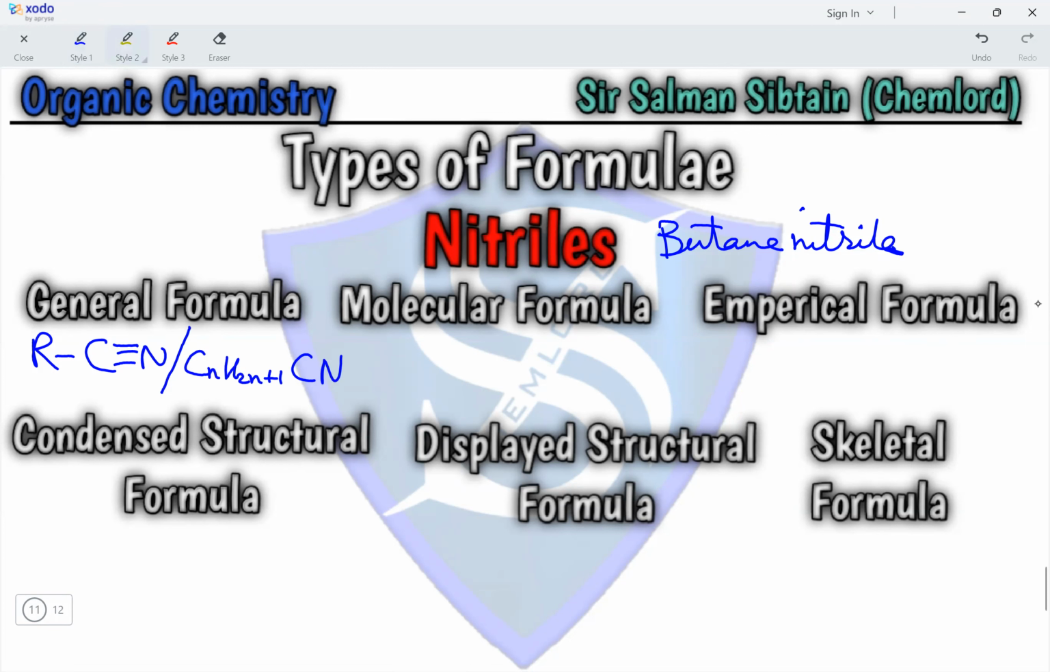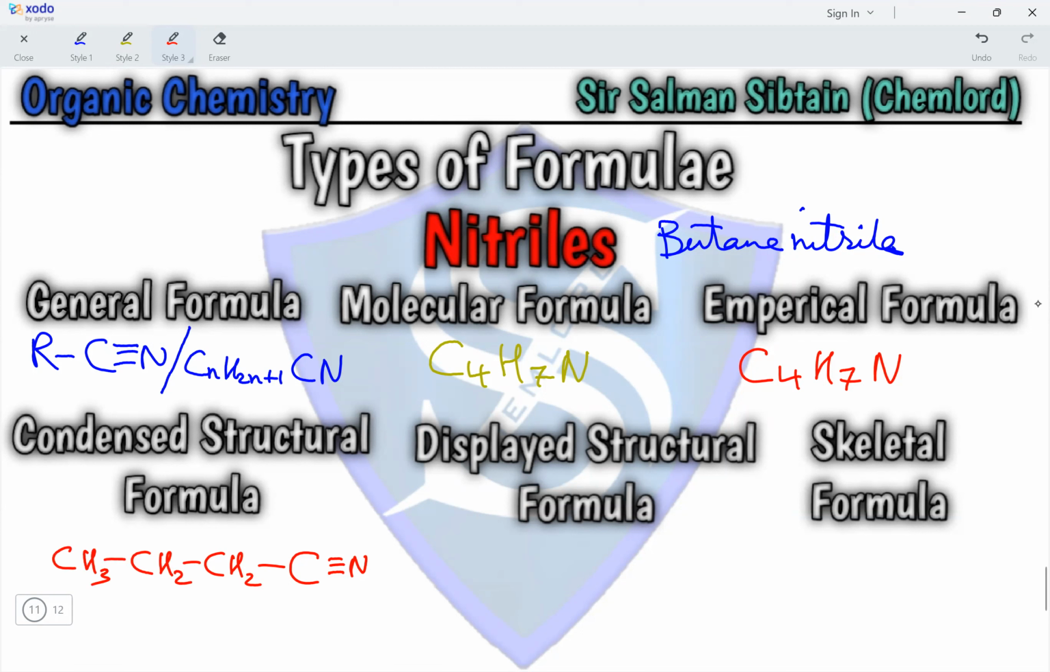So now the molecular formula of a four carbon atom containing nitrile would be C4H7N. And since there's just a single nitrogen atom, this formula cannot be simplified further. So the empirical formula is the same as the molecular formula, which is C4H7N. Now, in order to draw the condensed structural formula, we will start with the C triple bond N group, which will be the first carbon atom, attached to a CH2 group, attached to another CH2 group, and then finally a CH3 group at the other end or at the other terminal of the chain.